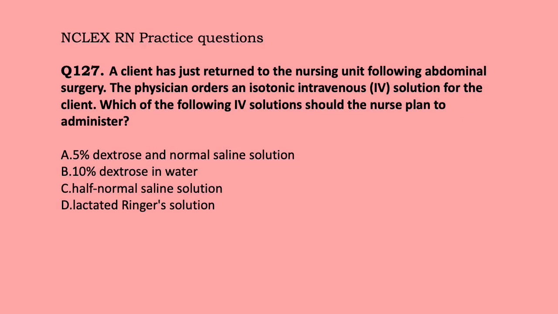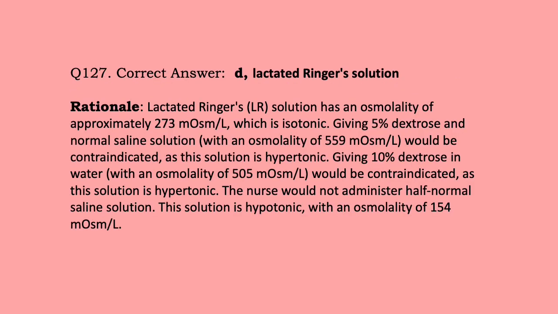NCLEX RN Practice Questions. Question 127. A client has just returned to the nursing unit following abdominal surgery. The physician orders an isotonic intravenous, IV, solution for the client. Which of the following IV solutions should the nurse plan to administer? A. 5% dextrose and normal saline solution. B. 10% dextrose in water. C. Half normal saline solution. D. Lactated Ringer's solution. Correct answer, D.